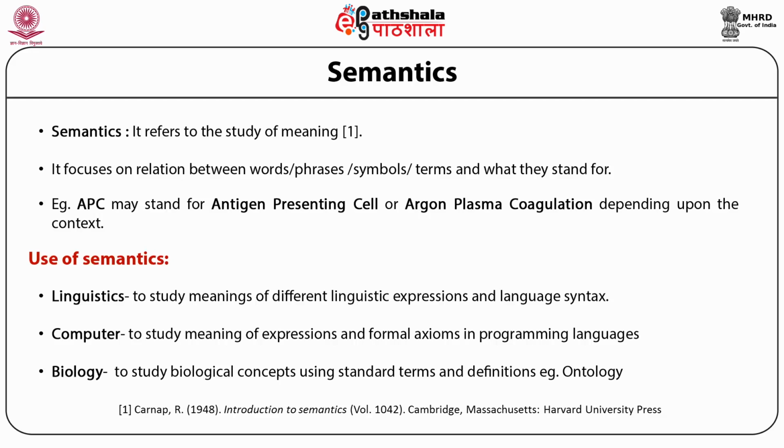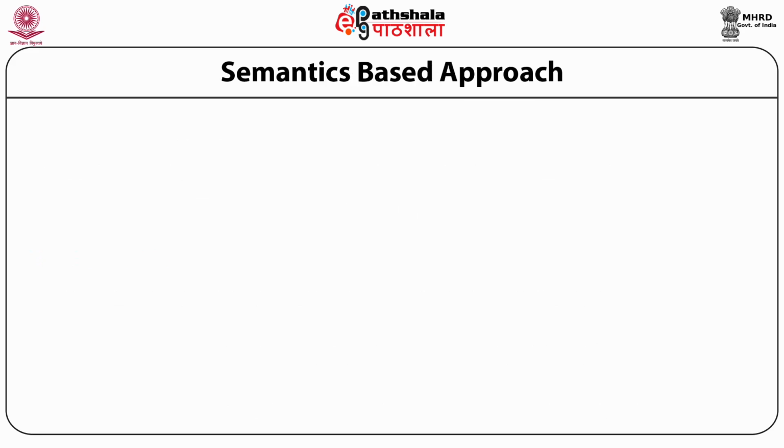One example is given here: if you say APC, it can stand for antigen processing cell or antigen presenting cell, or argon plasma coagulation. Depending on the context, you choose the meaning of it. So you correlate. This is a simple technique. Using this, one can approach a semantic-based system as follows.